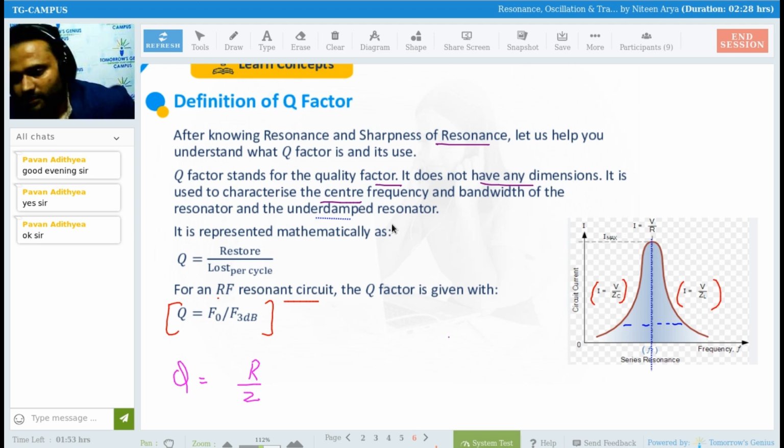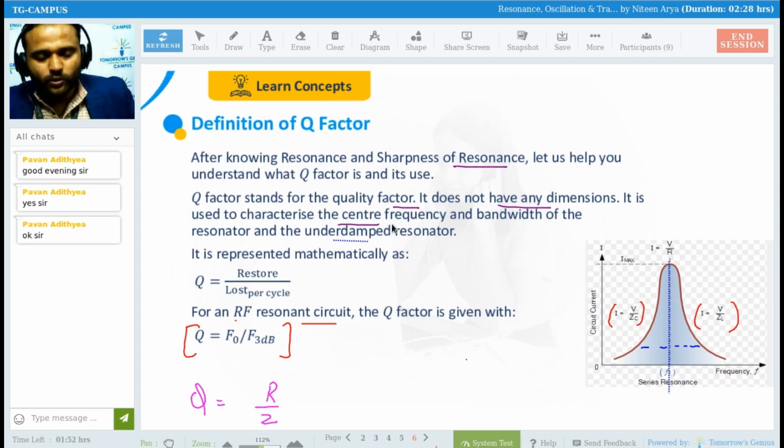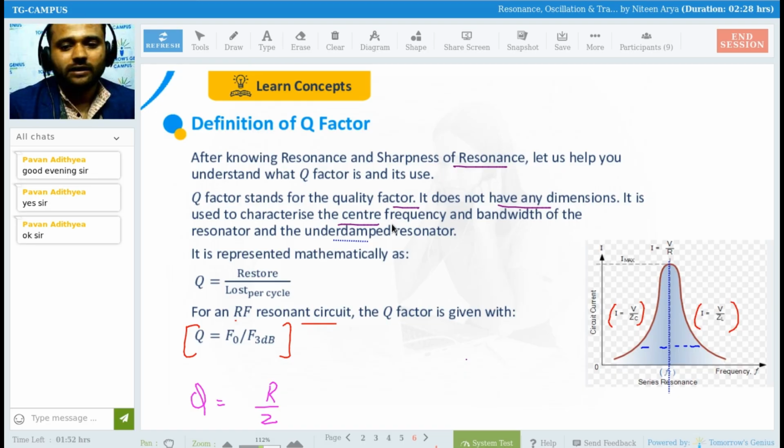Is this clear, everyone? This particular definition. So that is important also. It gives you how much quality this particular circuit of yours has. Clear, everyone? Clear? Good.